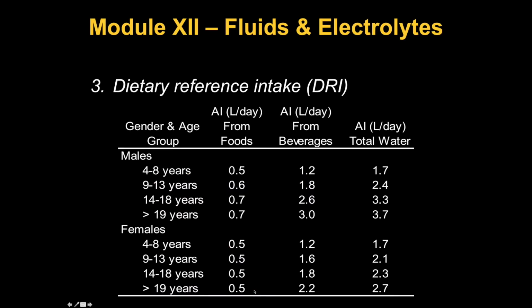This is the DRI table that you could also use. So this is just another way to come up with an estimation of fluid needs. So go ahead and take a look at this table. And basically, the way that it's working here is that we've got a separation of gender here, males and females, and then there are age groups here for each of these categories, and we have the adequate intake value for the amount of fluid from foods, from beverages, and then the total water.